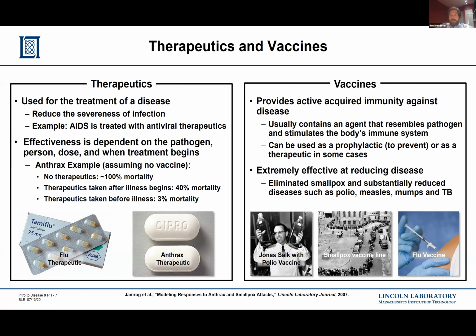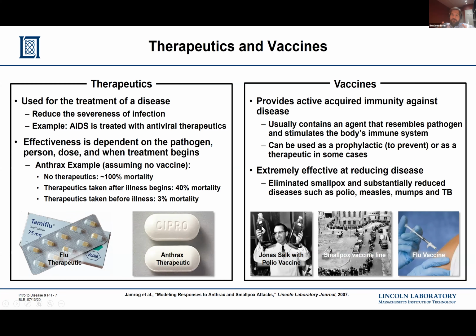And then there's vaccines, which many of you are familiar with. These provide active immunity against the disease. It usually contains some sort of an agent that resembles the pathogen, so it kickstarts your immune system to say, okay, this is something that we want to fight off. It gets it ready. It's sort of like a machine learning algorithm. It trains it on some sort of a threat, and it says, look for this. It can also be used in some cases as a therapeutic after you've actually become exposed to a disease.